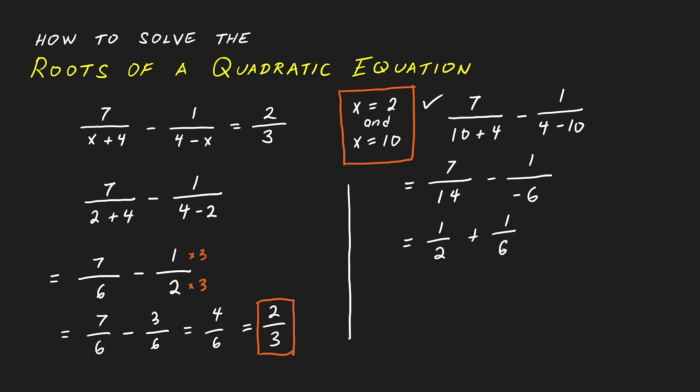All right. And the 1/2, of course, we're going to have to make it a common denominator as 6. So we need to multiply by 3. Times 3 and then times 3. There we go. So this becomes 3 over 6 plus 1 over 6. We get 4/6, which was the same here. And of course, we know that is 2/3. And there we go. We know that x is equal to 10 is good.